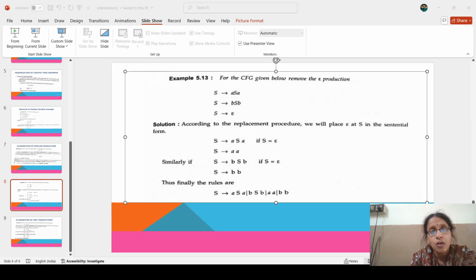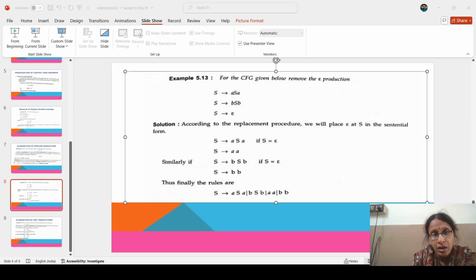Next one is the elimination of unit productions. Unit productions are undesirable because one variable is simply replaced by another variable. If one variable is replaced by another variable, then that type of production is called a unit production. That type of unit production can also be eliminated in context-free grammar. Consider the following grammar: A implies B. A production of the form A implies B is a unit production.